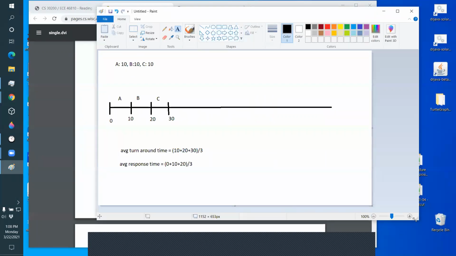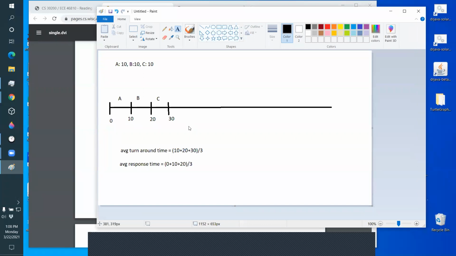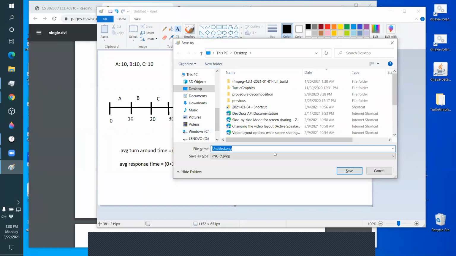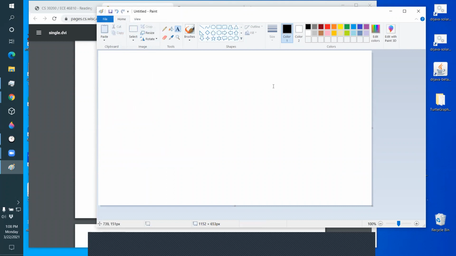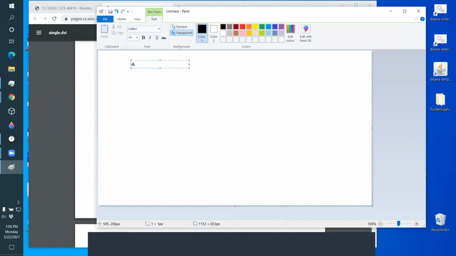Let's do another one. Let's change it to be 100, 10, 10. Let me just draw. So now we're going to do A is 100 units of time, B is 10 units of time, and C is 10 units of time.